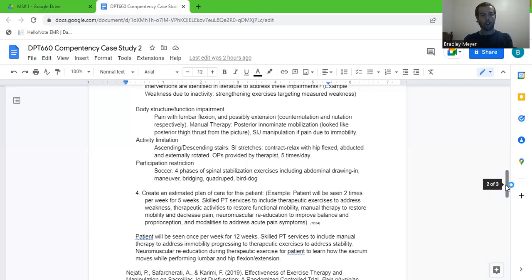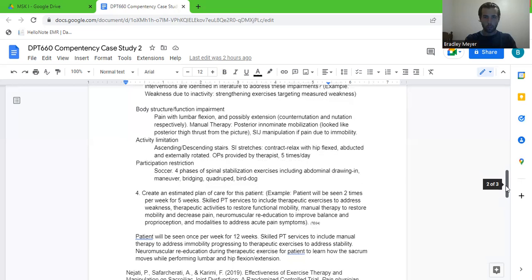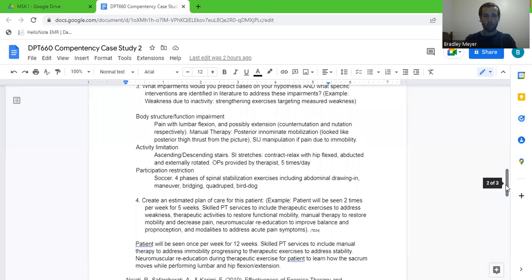And then, as it said in the paragraph, she might have some troubles with playing soccer, and for that, I might use some spinal stabilization exercises, which were very similar to the stages that we looked at for lumbar stabilization. So things like abdominal draw in, bridging, and bird dogs. And those more functional activities I would maybe save for later in treatment after we get the sacrum moving more as it should be.